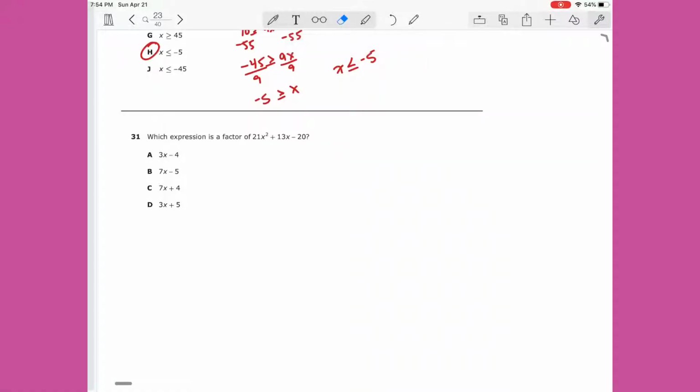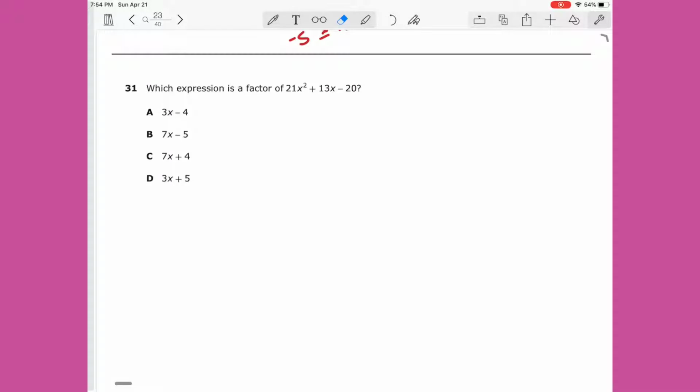Okay, in this episode, we're going to talk about number 31. Which expression is a factor of 21x squared plus 13x minus 20? This is a quadratic. I don't have any irrational answers, so since my a value is not 1, I'm going to use slip and slide. So I'm going to move that over and rewrite my equation.